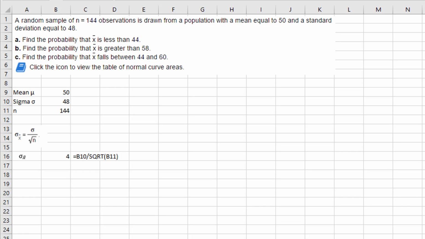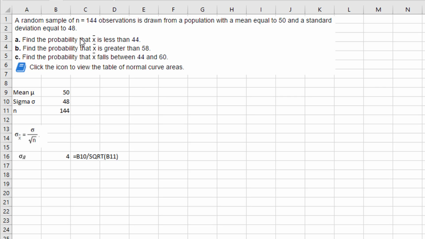Hi, this is Dr. Don, and I have a problem I want to show you how to solve using Excel with the PHStat add-in. It really is a quick and easy way to solve these kinds of problems. This is a problem that has to do with a distribution, and it's a sampling distribution.